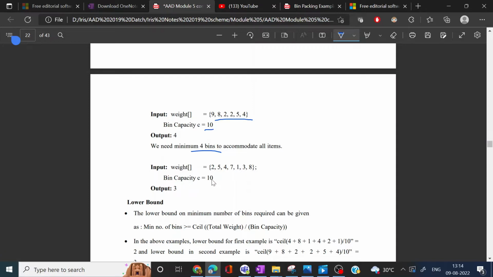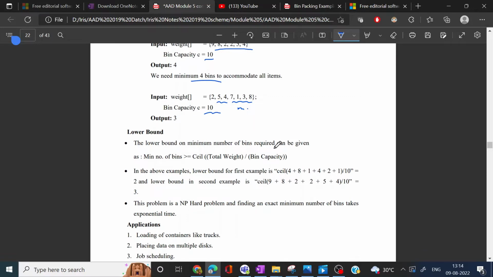So how to find the minimum number of bins? To find the minimum number of bins, we have to check all the permutations or all the combinations of the different items. So it is an NP-hard problem. Finding the exact minimum number of bins will take exponential time. So it is an NP-hard problem.